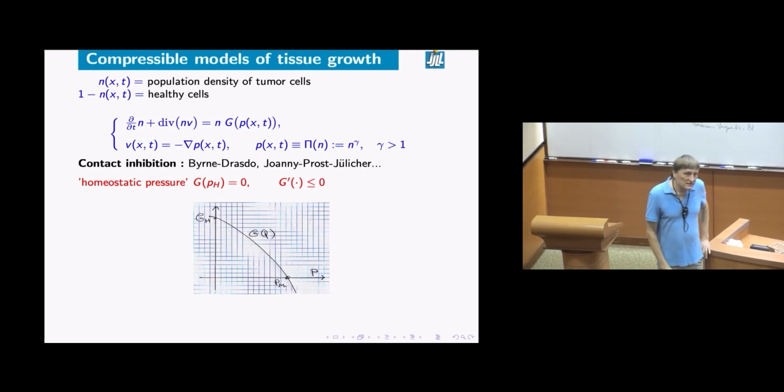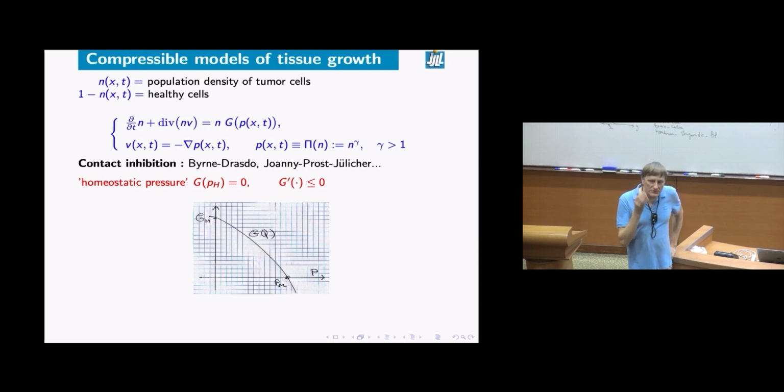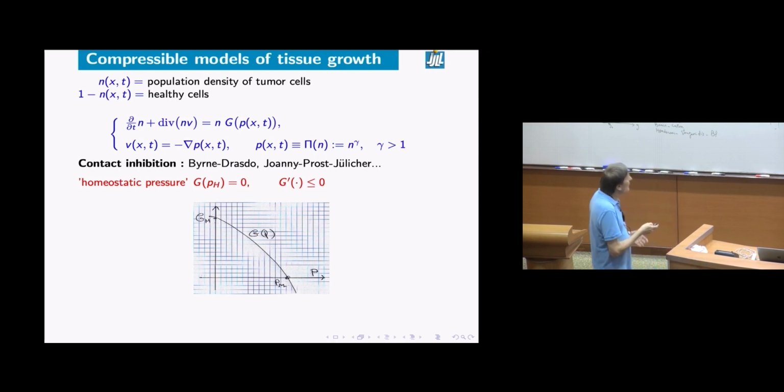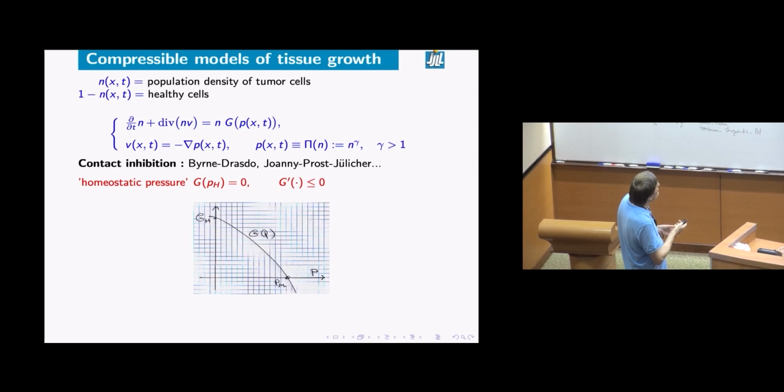Okay, so this is basically the simplest possible model, which includes these new ideas that we have: that it is a fluid, and the right-hand side is controlled by pressure, contact inhibition. So this is the simplest model.